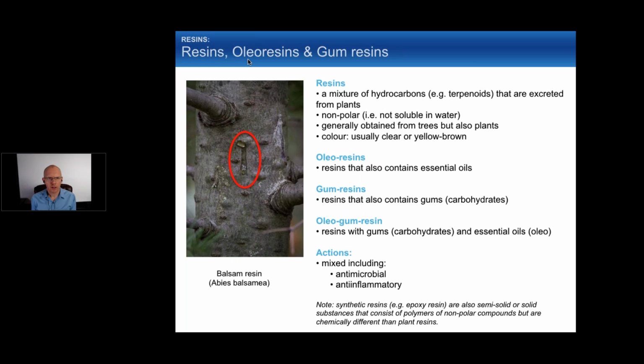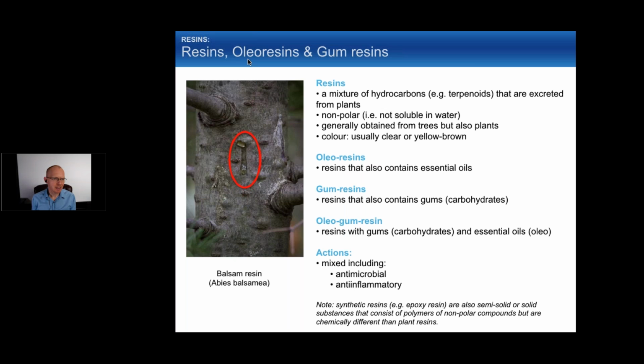So what the resins are is that they contain a mixture of various hydrocarbons. And some of these will be small molecules and some of them will be large molecules. And these compounds are basically non-polar, so they don't dissolve in water. So when you look at the little red circle on the left, that's a little bubble of resin being excreted from the plant. And that'll contain a mixture of essential oils and some larger compounds as well.